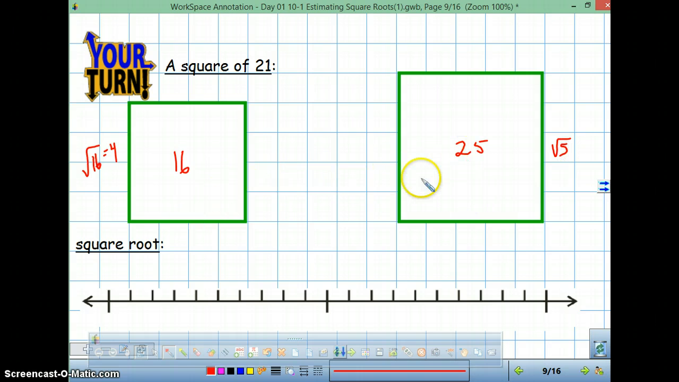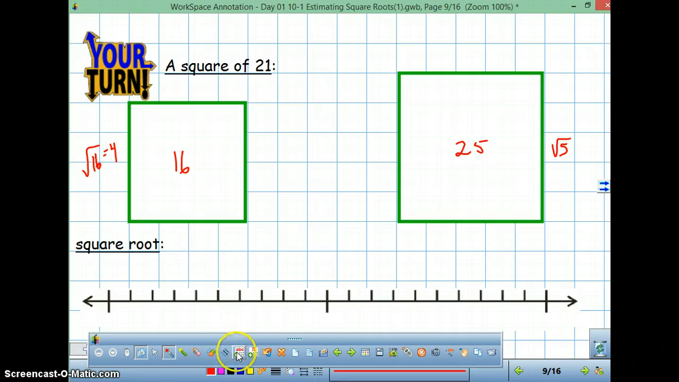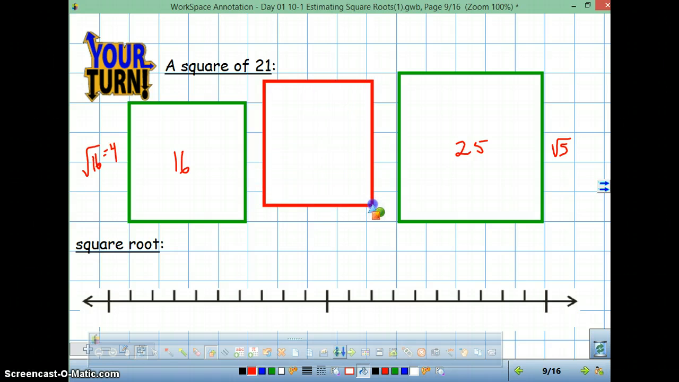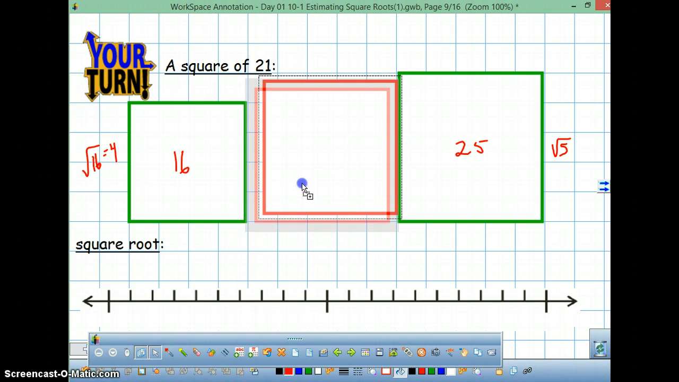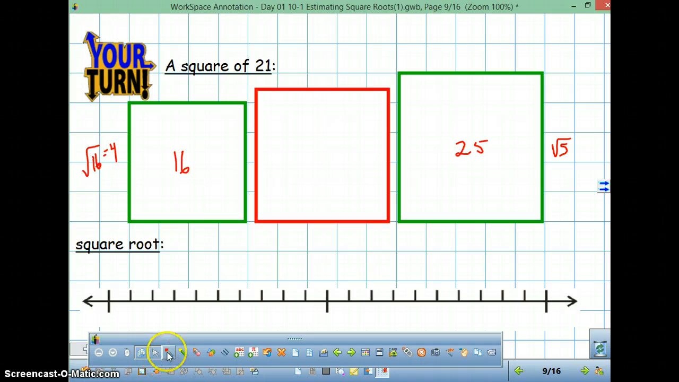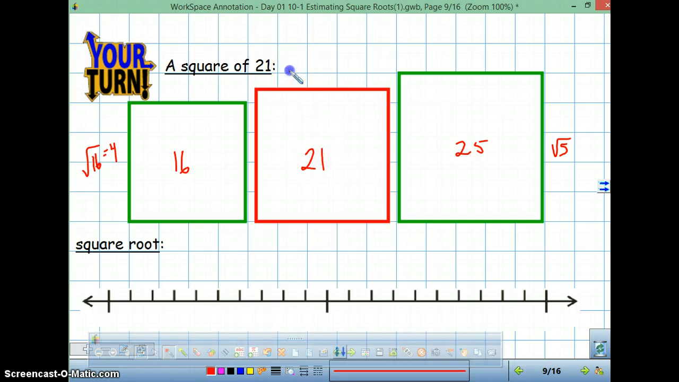We know that 21 goes somewhere in between here. So the square root of 21 is going to be something like this. Make it a little bigger. Something like that. Where 21 is here, the square root of 21 is going to be somewhere in between 4 and 5.